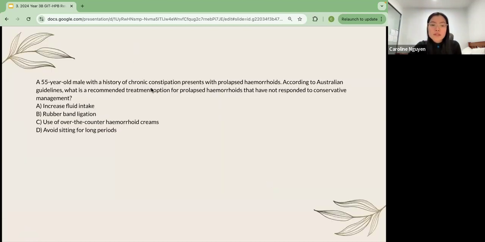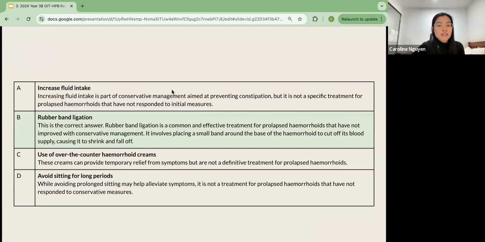Okay. A man with chronic constipation presents with prolapsed hemorrhoids. What is the recommended treatment option for prolapsed hemorrhoids that have not responded to conservative treatment? So the conservative treatment is sitz baths and high fiber diet. The answer is B, rubber band ligation. So if it hasn't been solved from the creams, with the steroid creams or whatever, then they need to tie a rubber band around the hemorrhoid, and that cuts off its blood supply and causes it to shrink and to fall off.